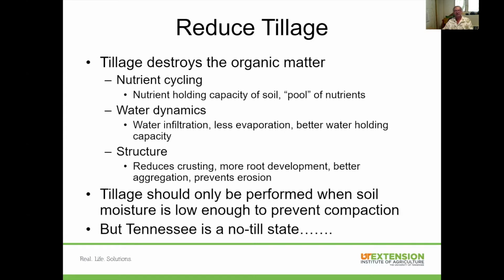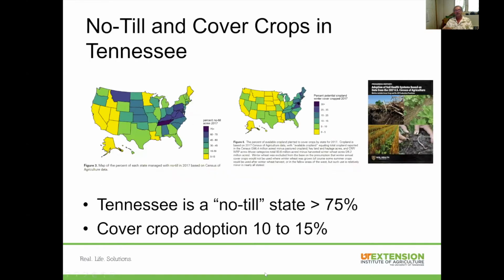However, Tennessee is a no-till state. This is a summary of an analysis of the 2017 US Census of Agriculture, reported by the Soil Health Institute. And we've got a couple of figures here. One is to show that Tennessee is a leader with over 75% of the state being no-till. I would suggest that we're probably closer to 80-85% than 75%.